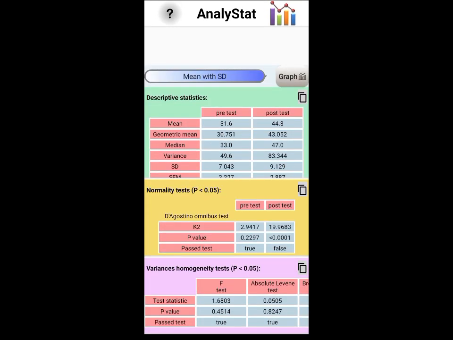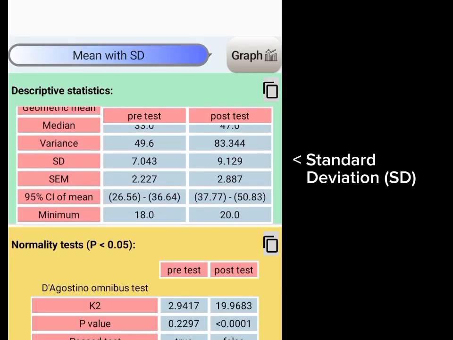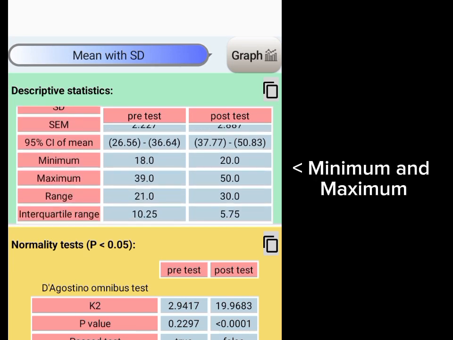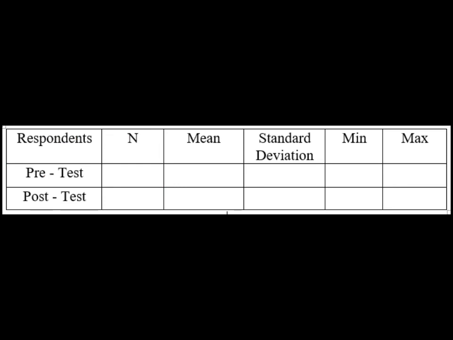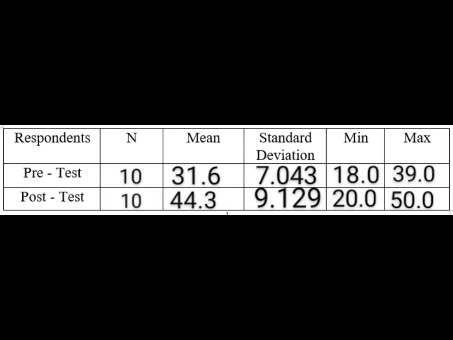As you can see, there are many tables shown. All we have to do is to get the mean, standard deviation, minimum, and the maximum. Let's input all the data collected in our prepared table. N stands for the number of respondents, for a total of 20, and then input all the data.